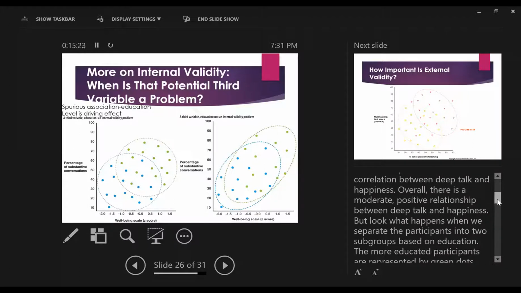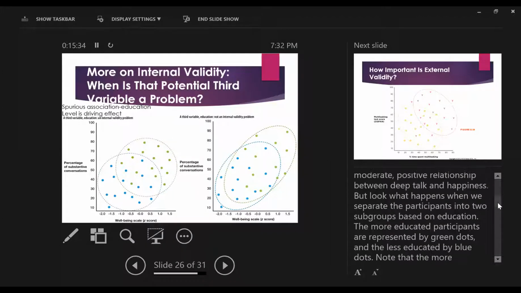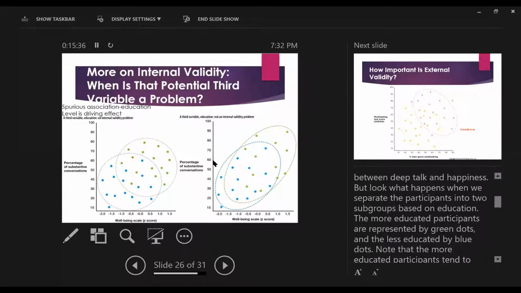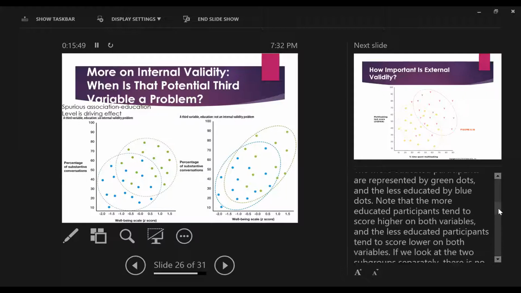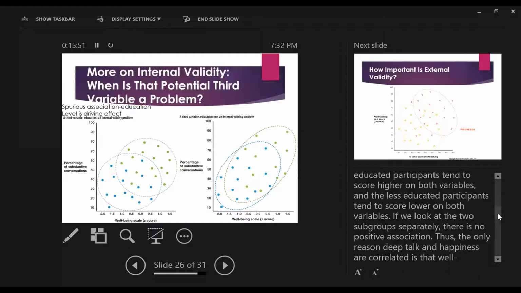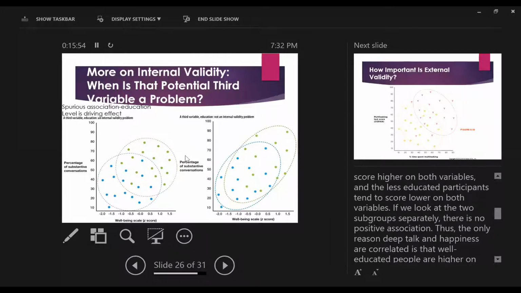So overall, you can see that there's a moderate positive relationship, right? If we were to take a line, it would go right through here, in this way. The more educated participants are represented by green dots. You can see them right here. Less educated by blue dots. And then we see the impact here: educated participants tend to score higher on both variables, and less educated participants tend to score lower. That just kind of is happening.